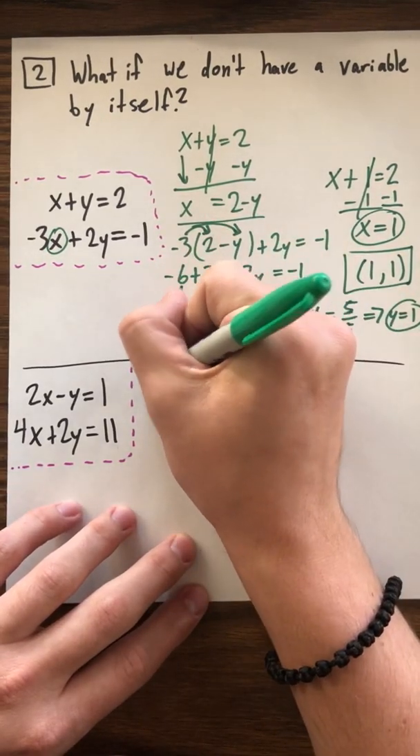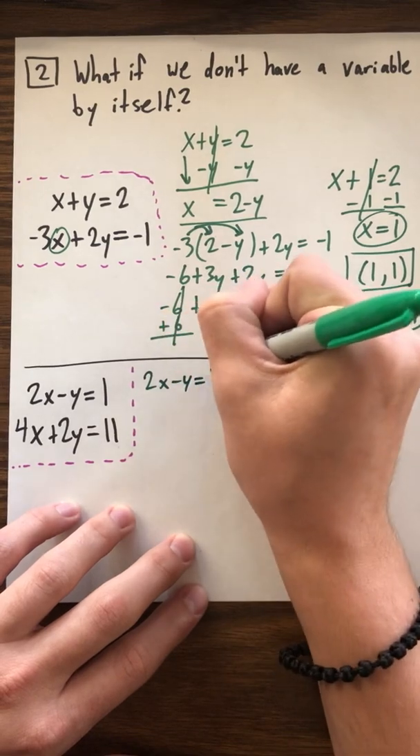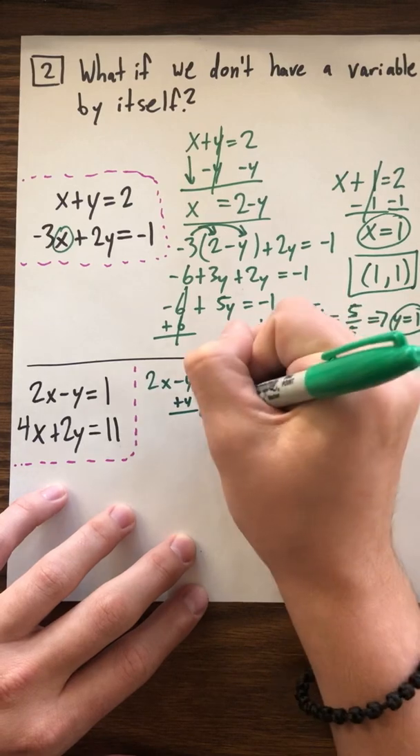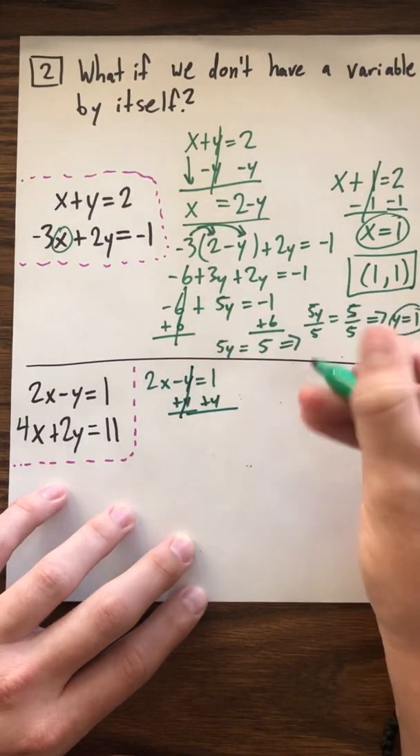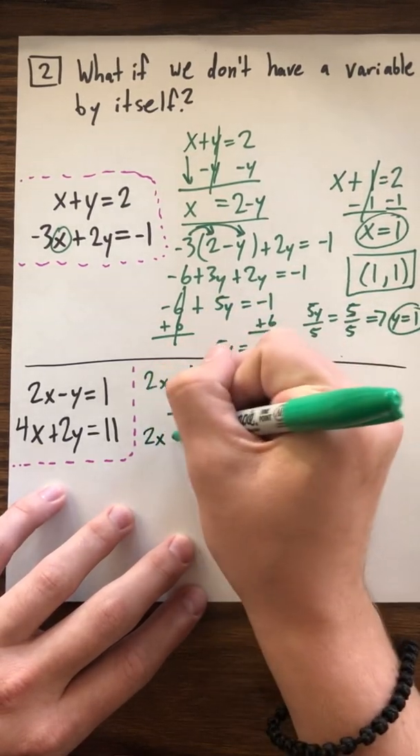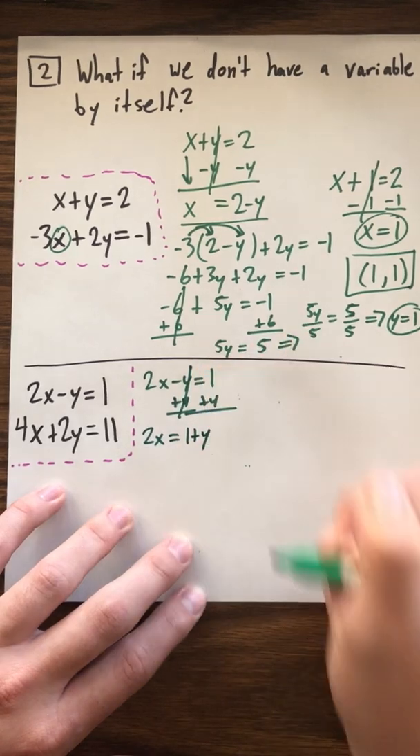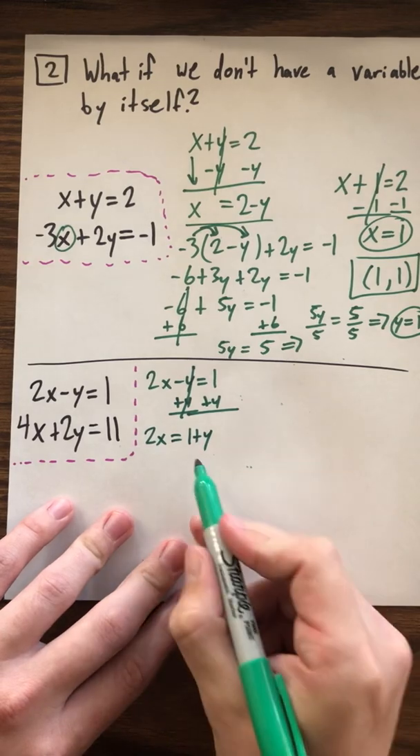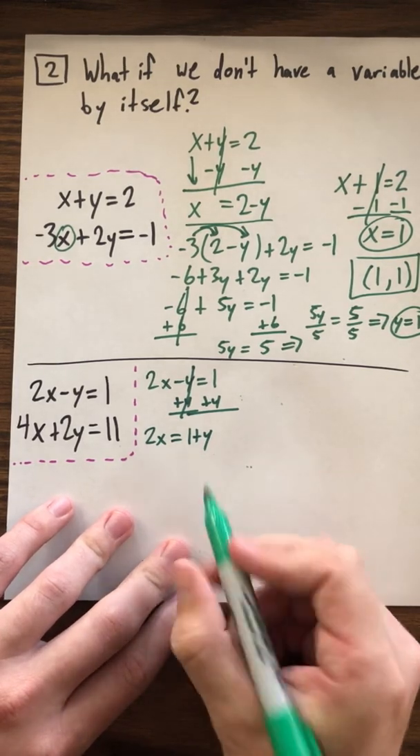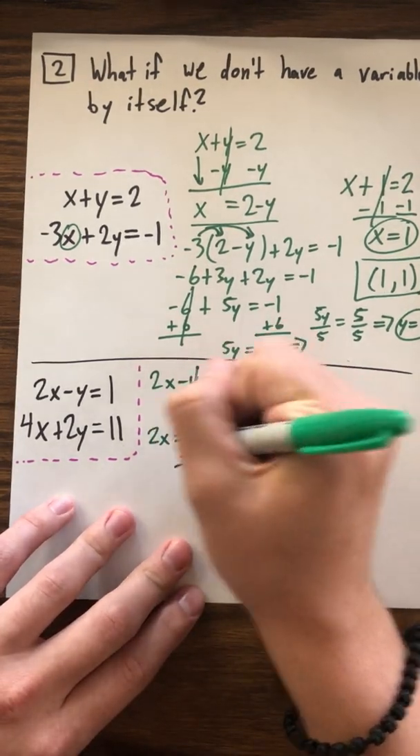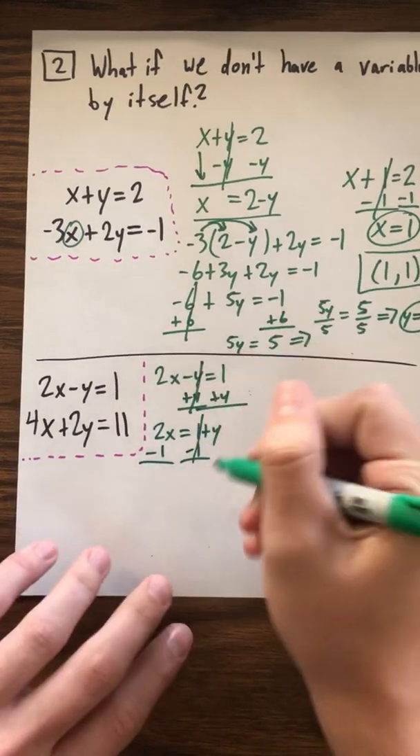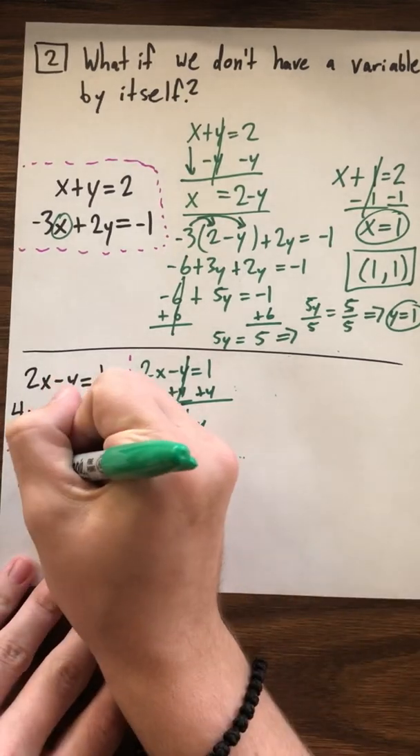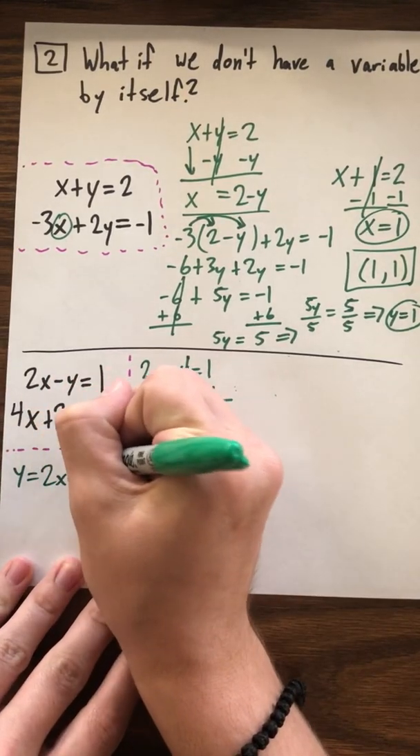So we're gonna take our 2x minus y equals 1, and we're gonna add y to both sides. So these two will cancel because they're opposites, and we're gonna be left with 2x equals 1 plus y. Then I can do two things. I can either divide by 2 to get x by itself, or I can subtract 1 from both sides to get y by itself. So I'm going to do that first. So we're going to subtract 1 from both sides. So then we're left with y equals 2x minus 1.